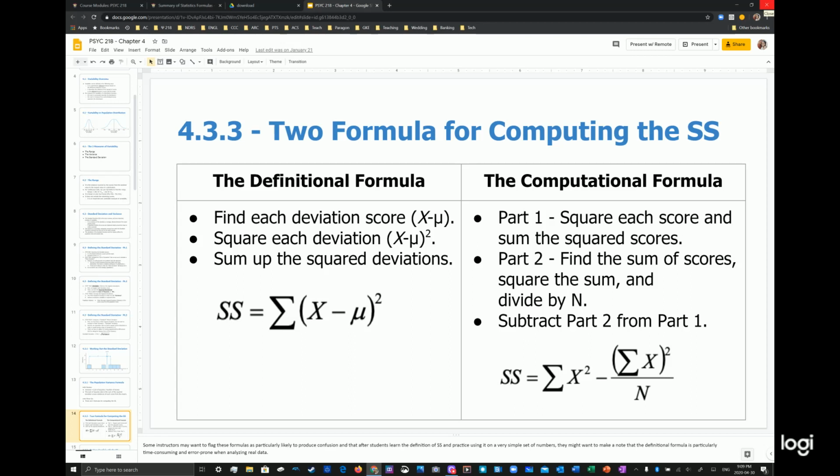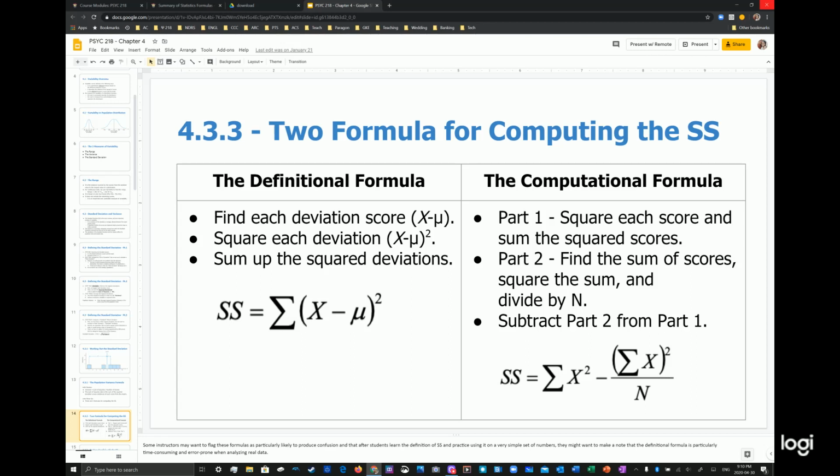Again, the advantage for the definitional formula is if you use the definitional formula, you know the story. And for most of our distributions, they're quite small in terms of the number of scores. It's no more than 20 scores, and you still need to calculate the mean anyway. So it's always a good move. The computational formula is good for large distributions with lots of scores. And it's also a good way to double check your work.